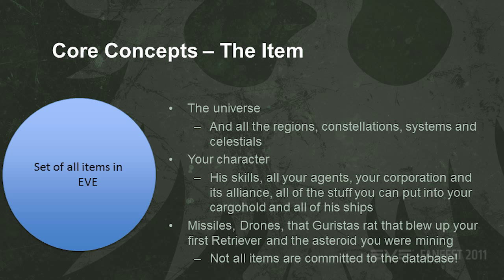You'll see that the universe itself is actually an item. There is an item of item ID 9, which is the universe, and it contains all the regions, which contain all the constellations, which contain all the systems, and they all then contain all the celestials. Your character is an annoying special case. We'll get to that later, but all of the skills that he has are items as well. Missiles are items as well.